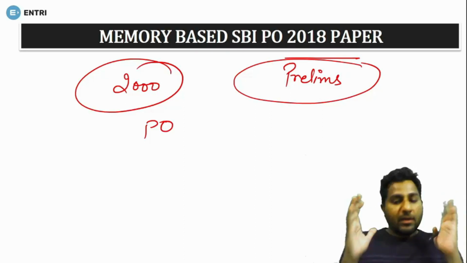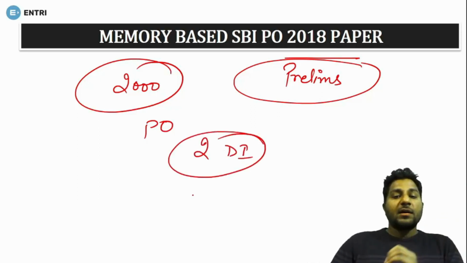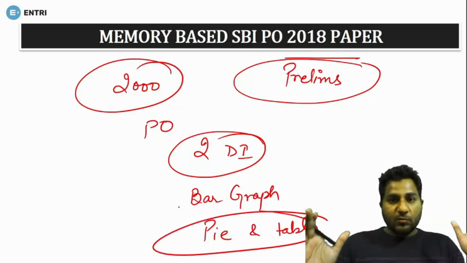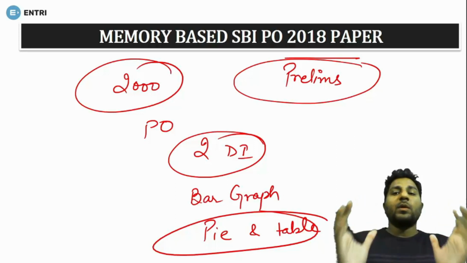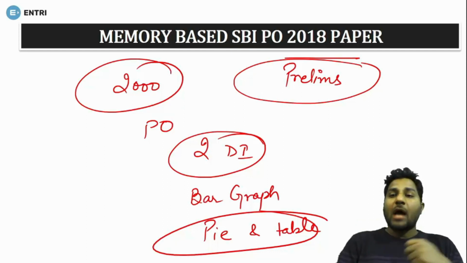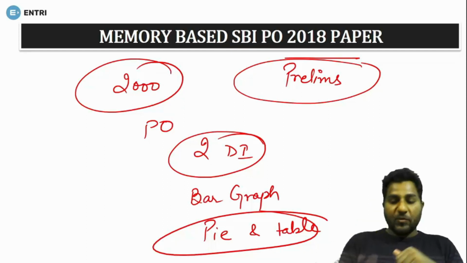So guys, you must watch this video because in this video I am going to discuss two DIs. One is a bar graph DI and the second one is a pie chart and table DI. So let's move on and watch this video so you can get an idea about how to approach a DI in a prelims level paper. Okay, so let's go.